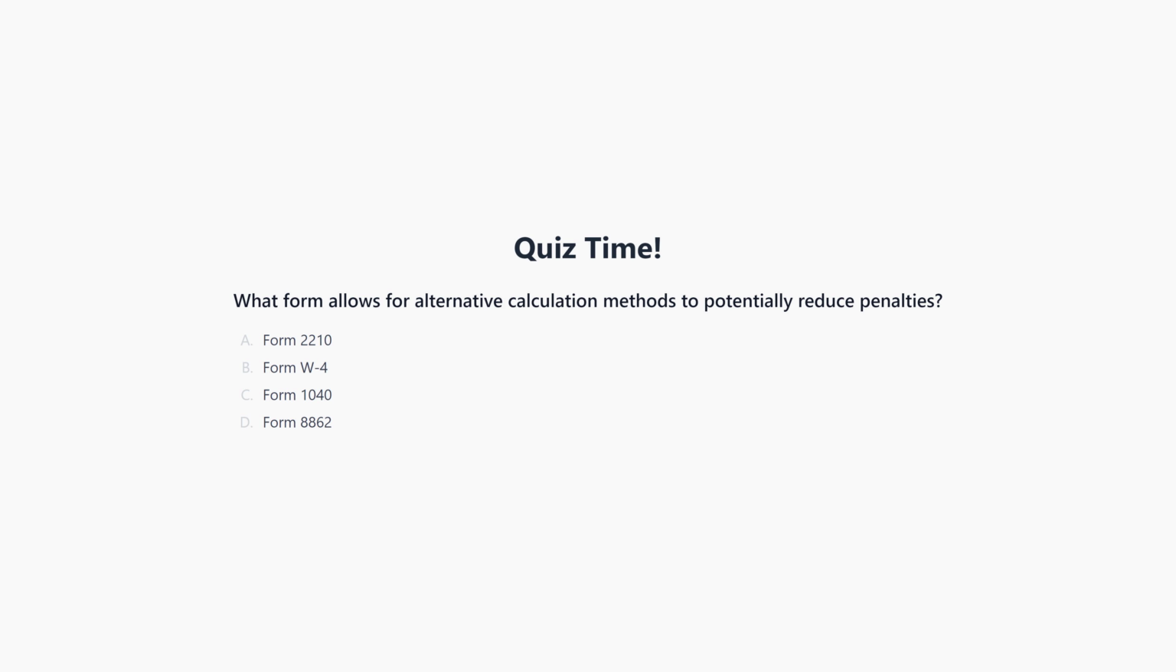What form allows for alternative calculation methods to potentially reduce penalties? Your options are 1. Form 2210, 2. Form W-4, 3. Form 1044, 4. Form 8862. You may pause the video now to think about the answer. We will discuss the answer in the next section.